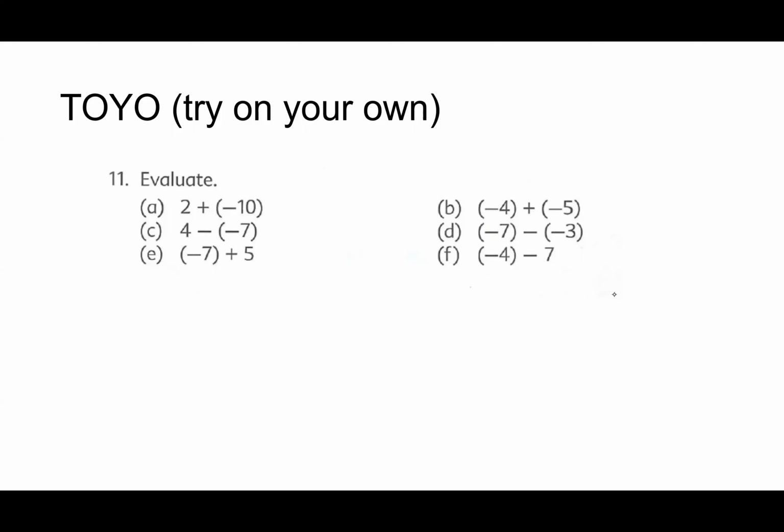Okay, 2 plus negative 10. What's my answer? Great job. 4 minus negative 7. Copy plus opposite. 4 plus 7. 11. Good. Negative 7 plus 5.